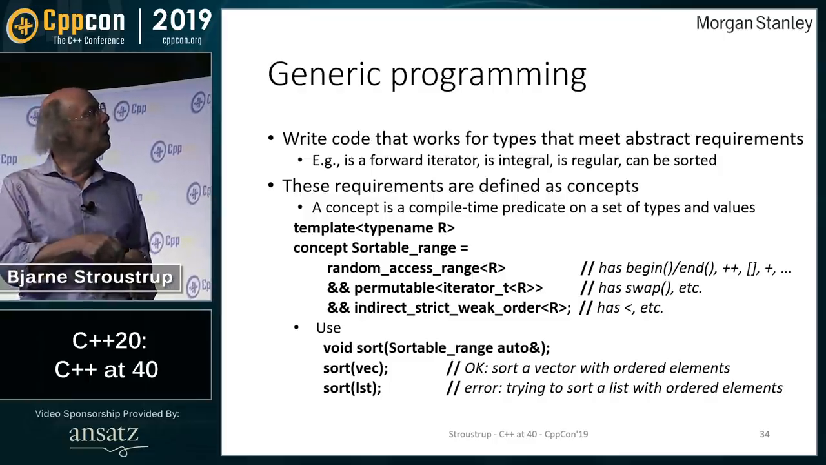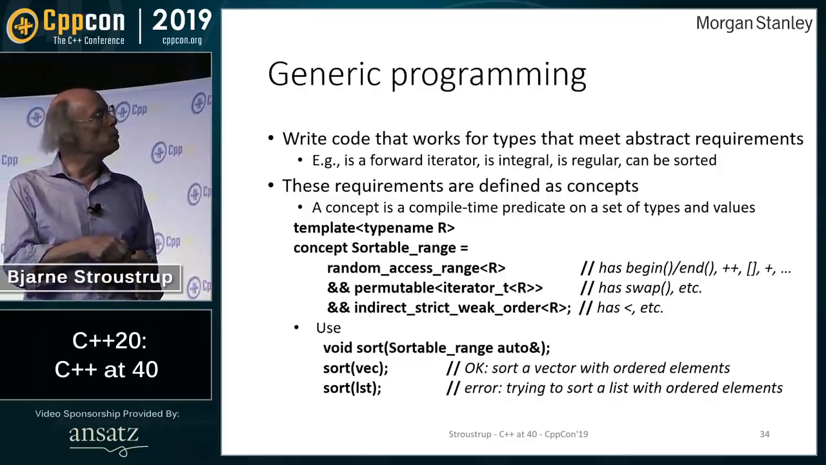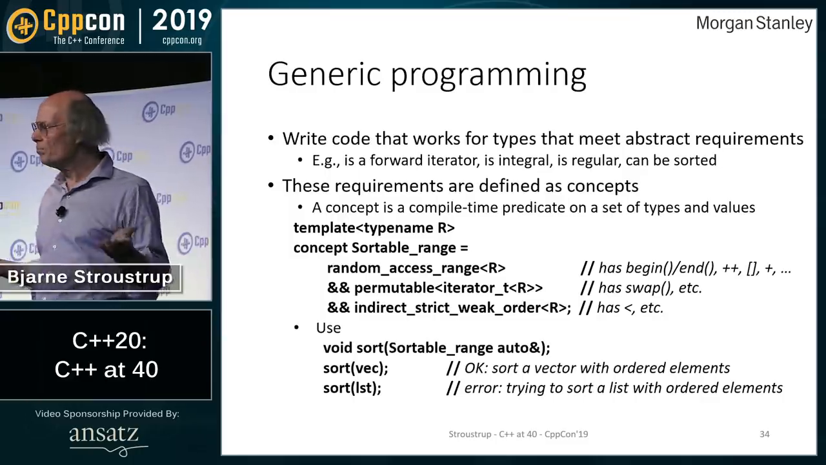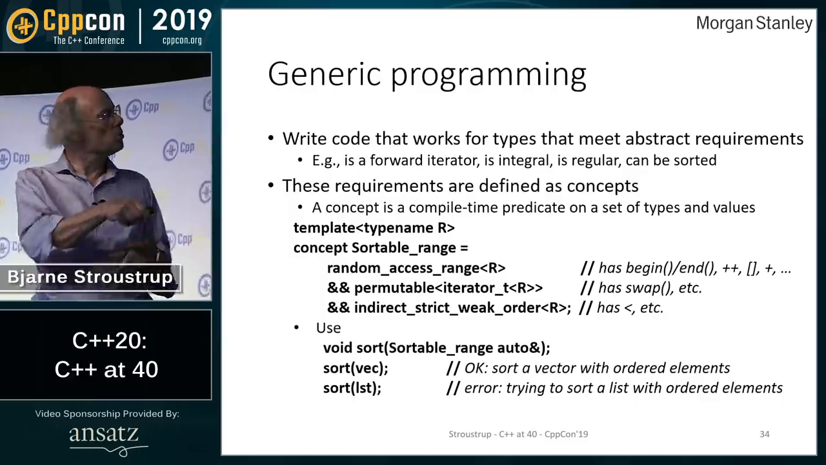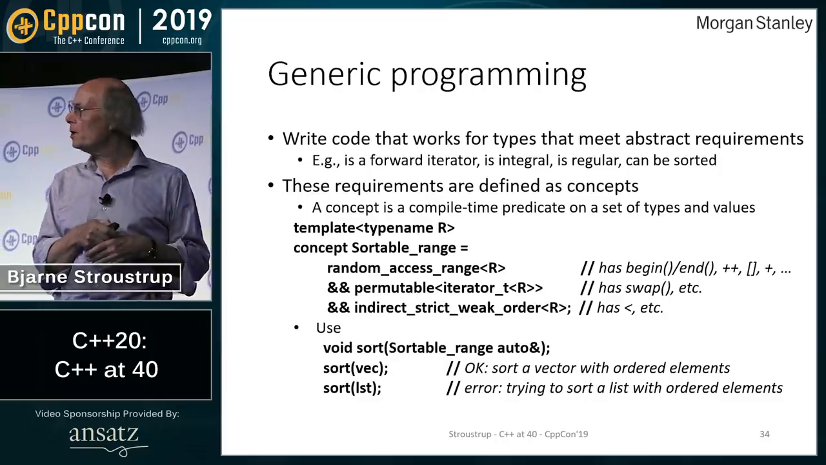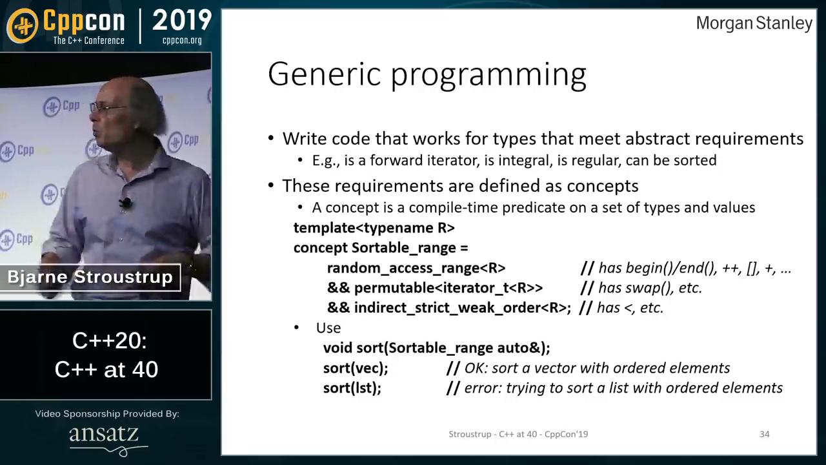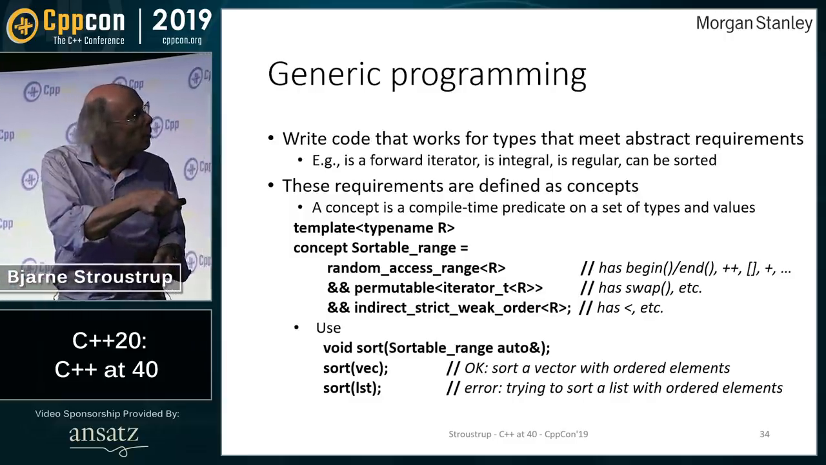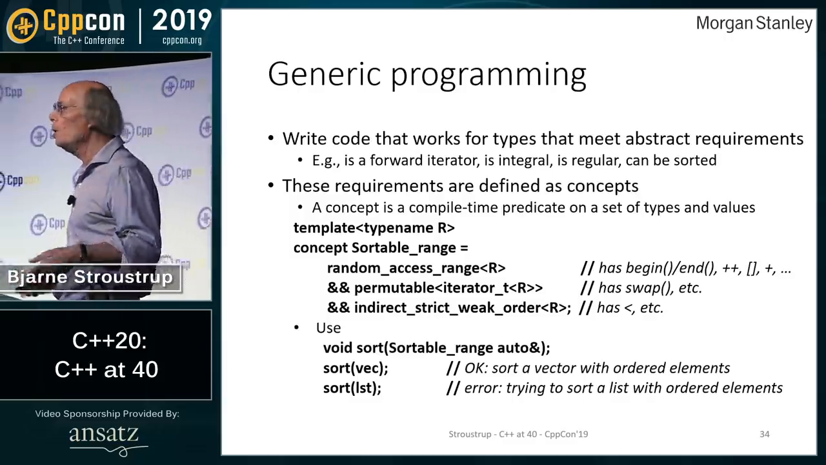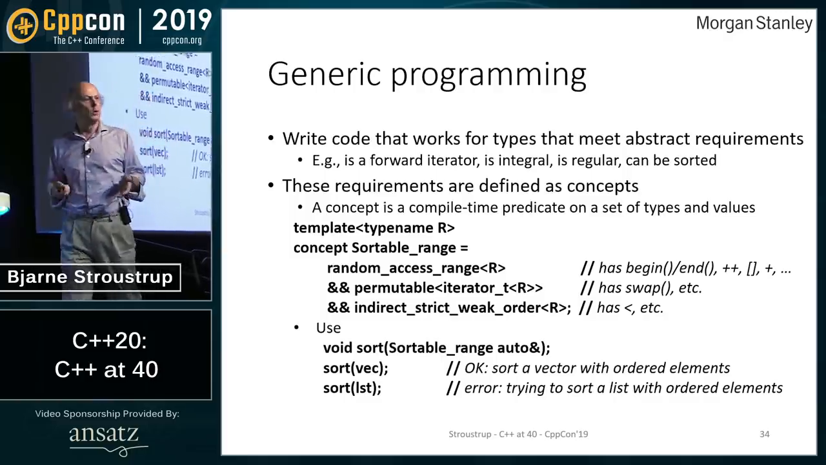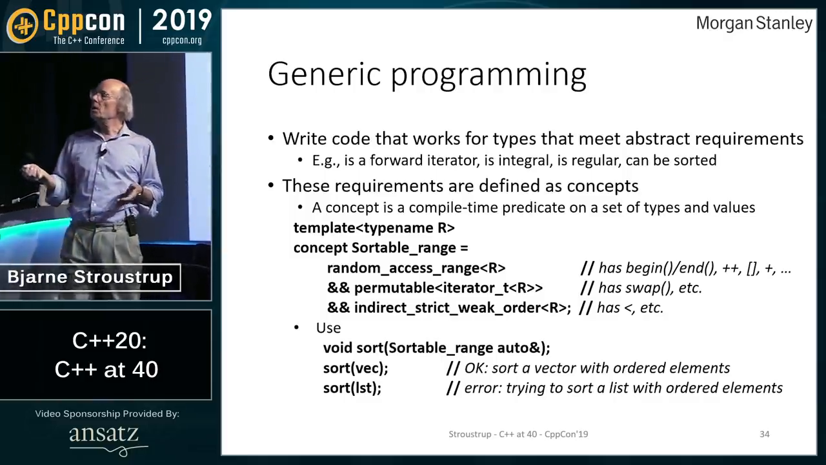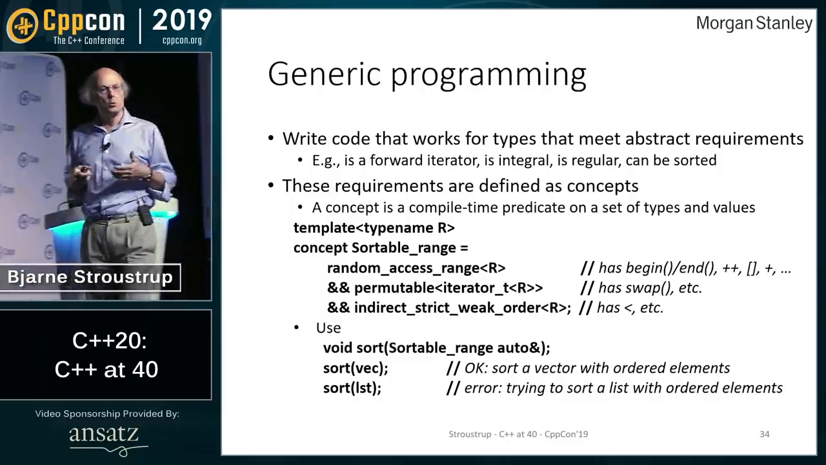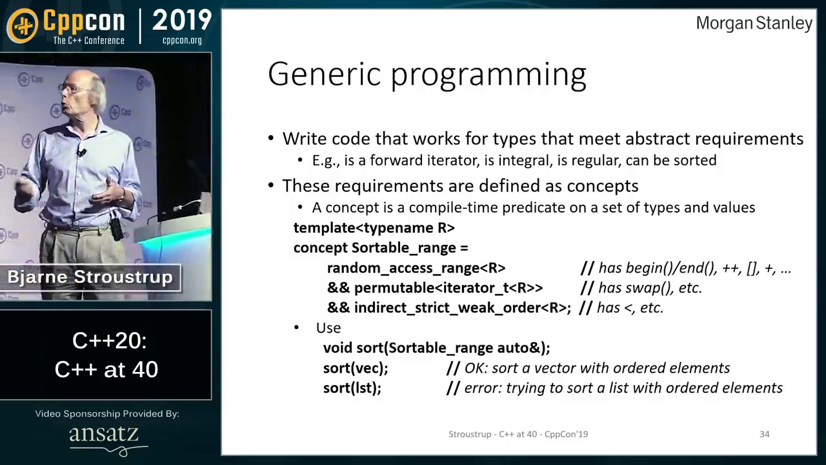And now I can say I want to sort a sortable range. Say that's a vector of strings. That'll work fine because a vector of strings has those properties. I can try it with a list of integers. However, lists do not have the random access range, so it does not work. So the static type checking works out nicely. The ability to express things concisely by using what the compiler already knows works nicely.